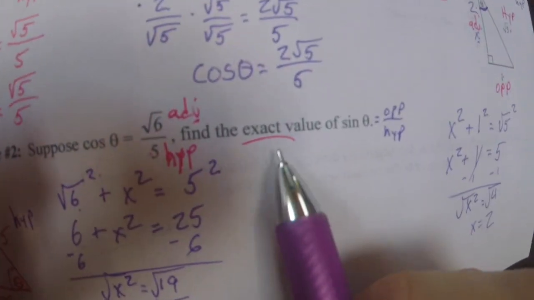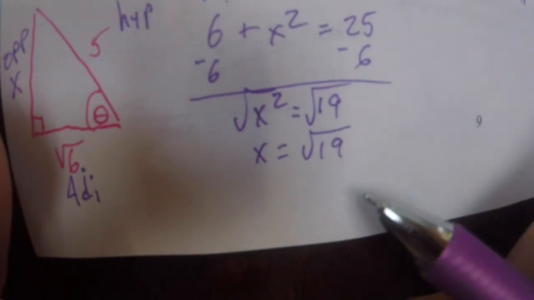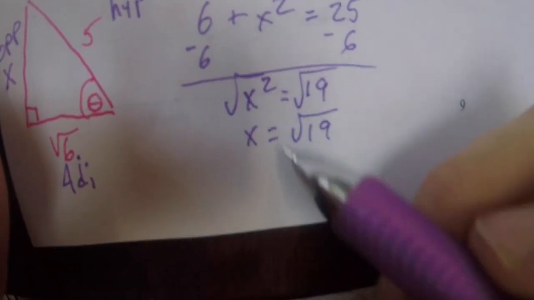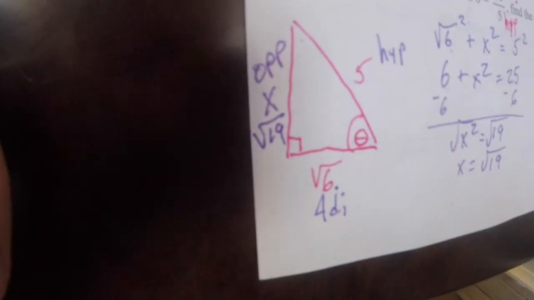Like I said, since they want the exact value, I'm not going to put this in my calculator and get a never-ending decimal. I'm just going to leave it as radical 19. That's perfectly okay. So I know this length here is radical 19 units long.